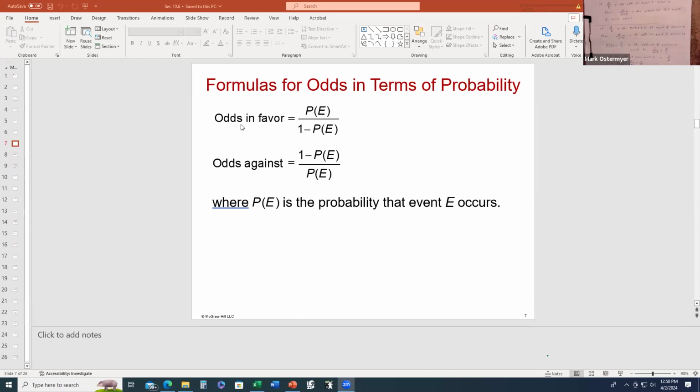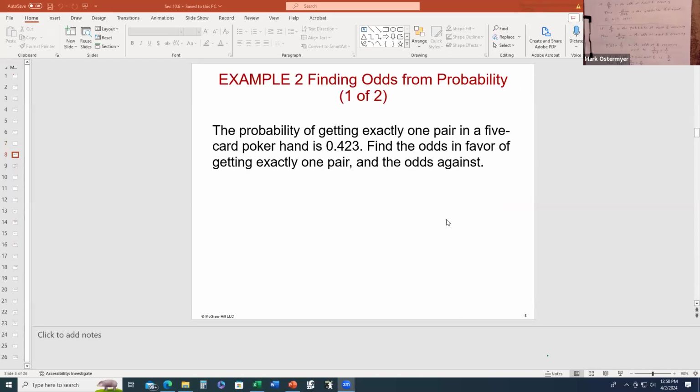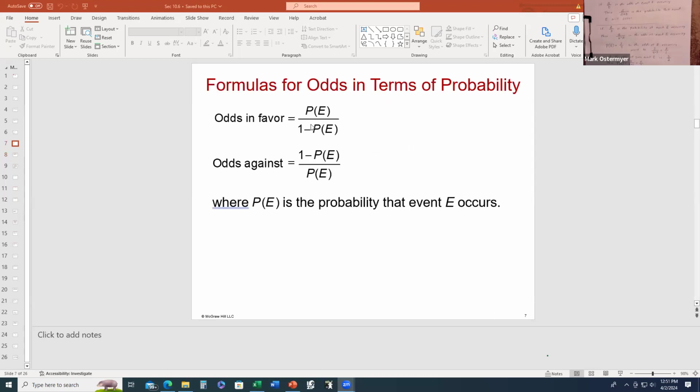All right. So notice this formula comes in handy later when they give you the probability of some event E occurring as a decimal. When that's the case, to convert it to odds in favor of that event occurring, you would want to use this formula here. You take the probability of that event E occurring as a decimal and divide it by 1 minus that decimal.